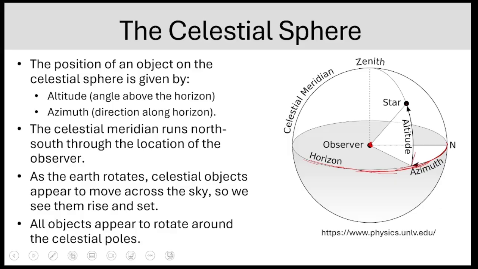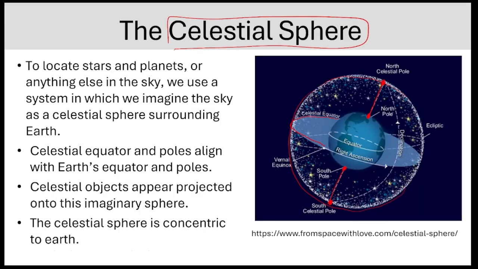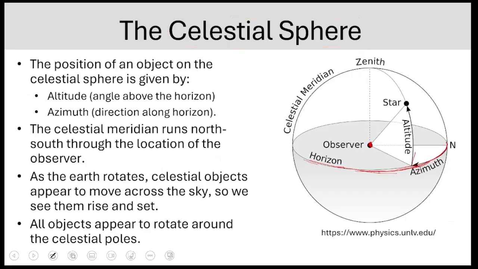Or we can say, if we look back here, it's basically this plane. And then we have this azimuth, which is the angle all around the horizon. So using altitude and azimuth, we can position the objects in the sky.